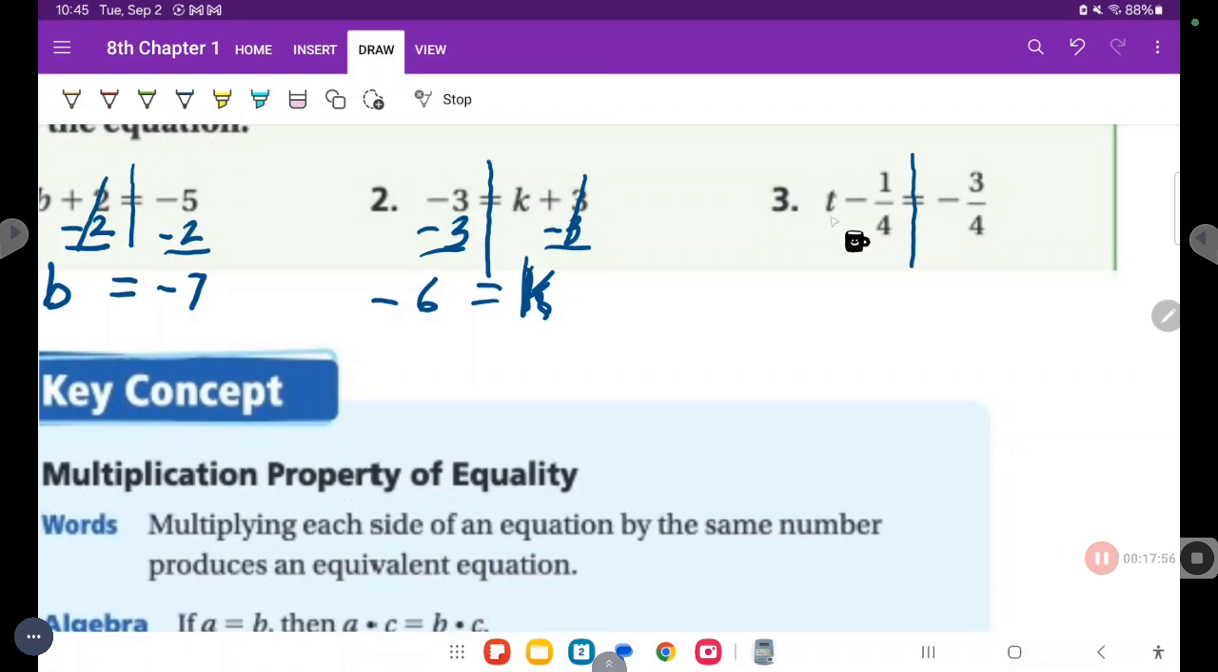Is T by himself? No. So we need to do the opposite operation. So instead of -1/4, +1/4, what does that do for us? In algebra, get in the habit of putting a little foot on your T so that it doesn't look like a plus. So if I add 1/4 on the left, I have to add 1/4 on the right.